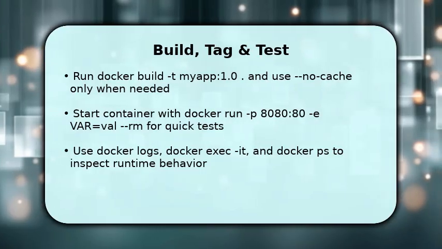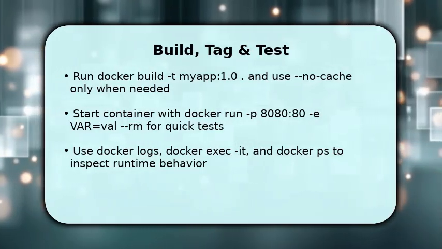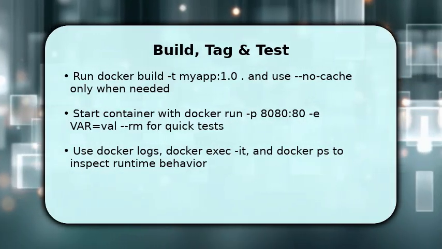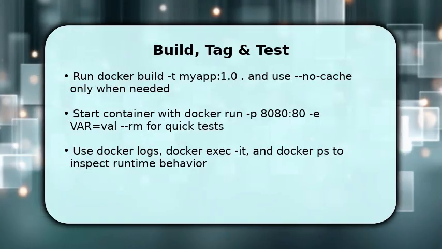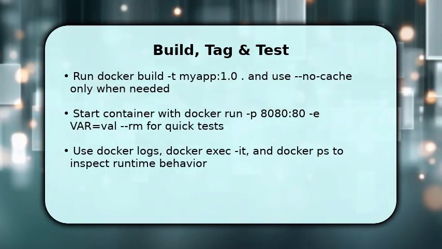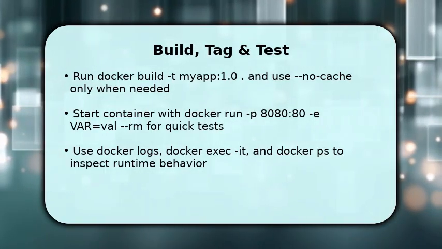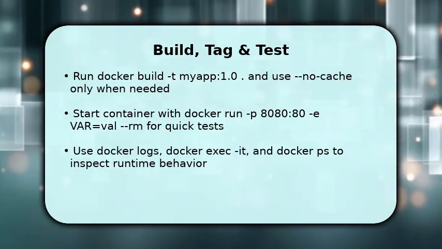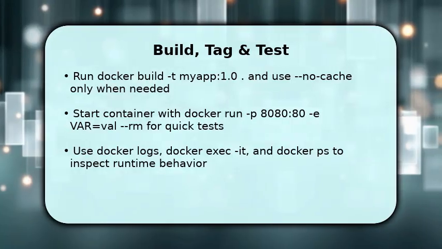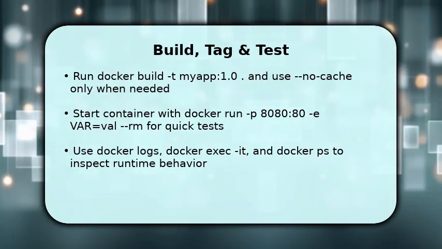Run docker build -t myapp:1.0 and verify the output. Once the image exists, run it locally with port mapping and any env vars you need. Use docker run -p 8080:80 -e ENV=prod --rm for quick validation. Make sure to test endpoints and inspect logs with docker logs, or connect into the container via docker exec to debug. When satisfied, push to a registry.